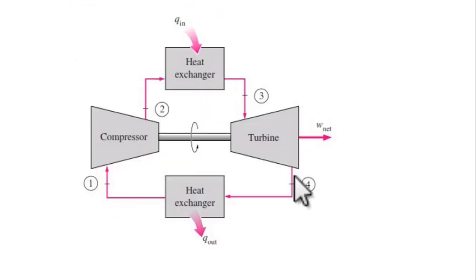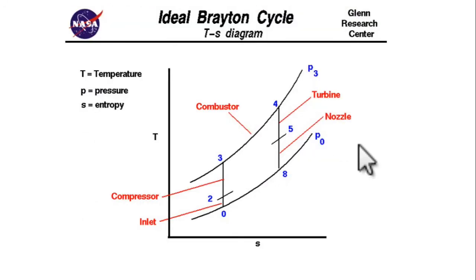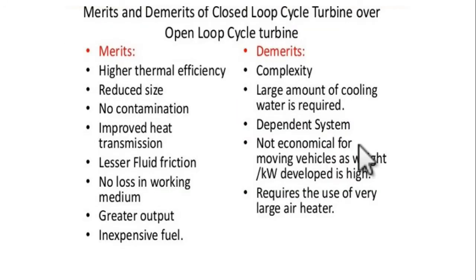In closed cycle, the exhaust gases will again pass inside the compressor. So the working fluid is not expelled to the atmosphere. It is used again in a cycle. That's why it's a closed cycle gas turbine. Okay, so this is the comparison.